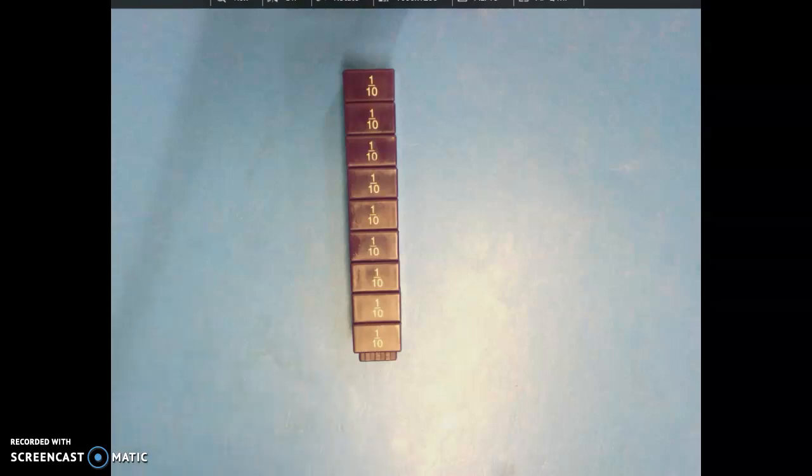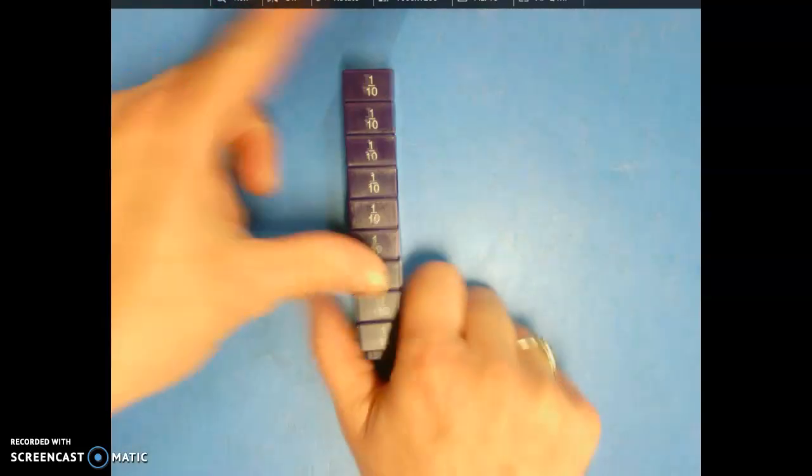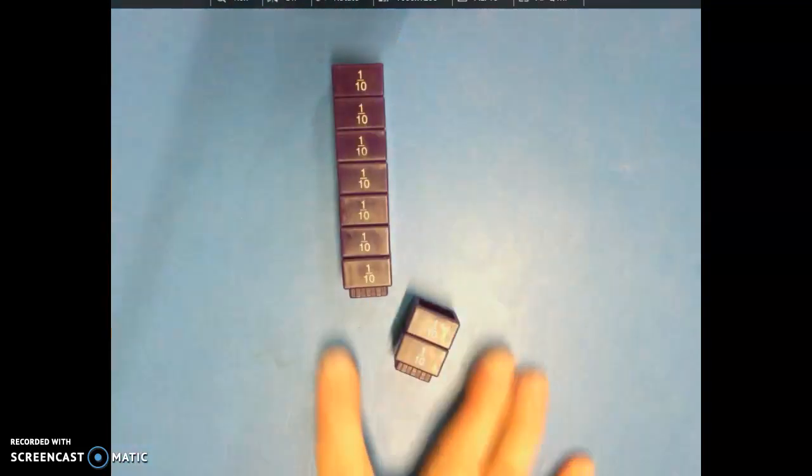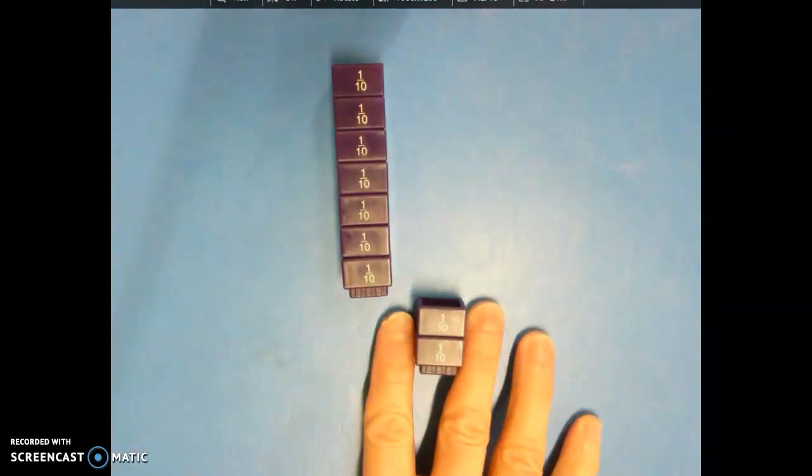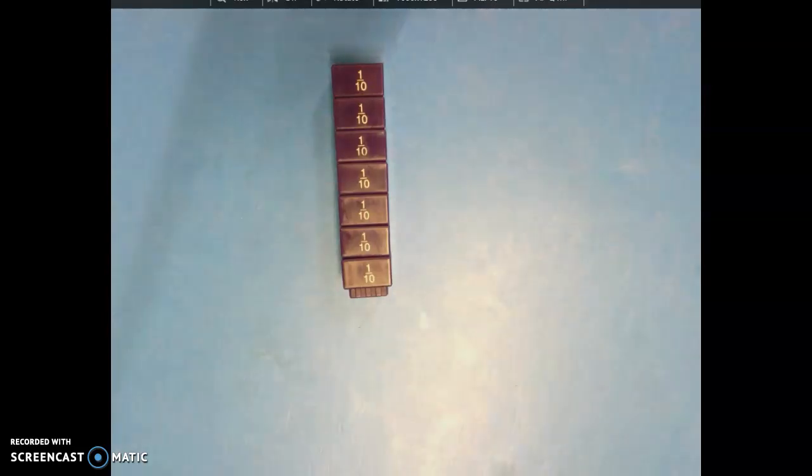What if I have this model? Good, you're counting them up and you realize that you are looking at 9/10. And what if I take away 2/10? What if I take these away? 9/10 take away 2/10 is, very good, 7/10. Simplest form? Yes, it is. So you can see that adding and subtracting like fractions is really not that difficult. You just need to know some basic facts, and you have to remember that your denominator does not change. You have to have like denominators in order to add or subtract fractions.